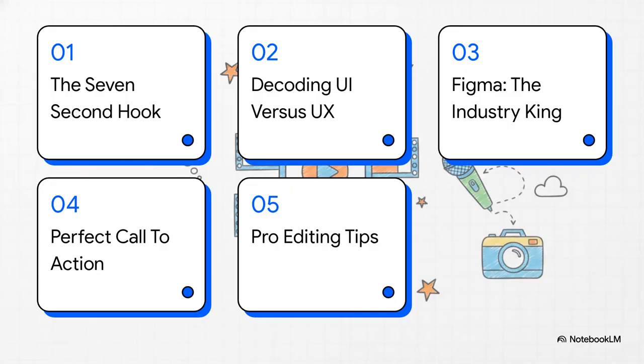Here's our quick roadmap for the explainer today. Section 1, the ultimate 7-second hook. Section 2, decoding UI versus UX. Section 3, Figma, the industry king. Section 4, perfecting the call to action. And finally, Section 5, pro tips for fast editing. Let's get right to it.